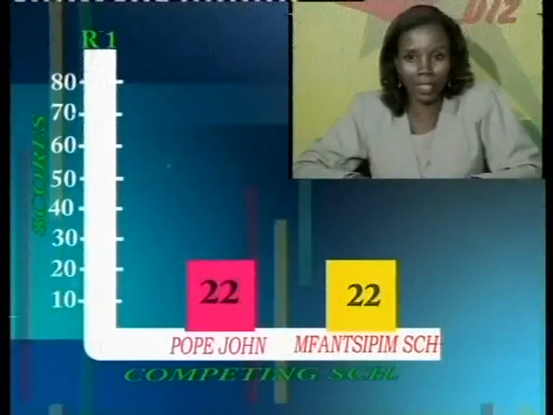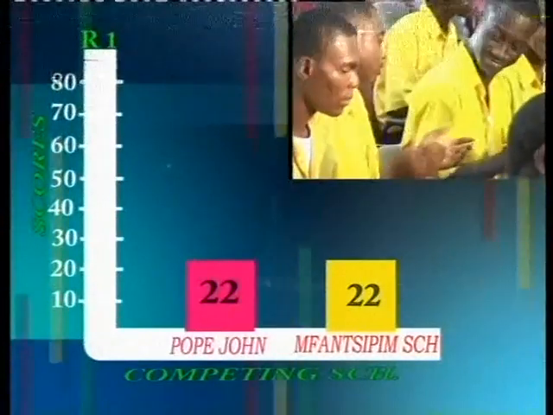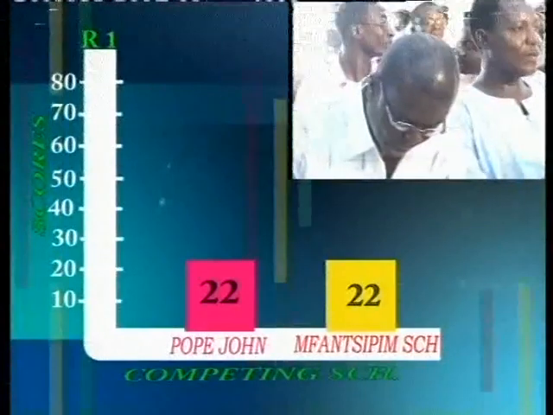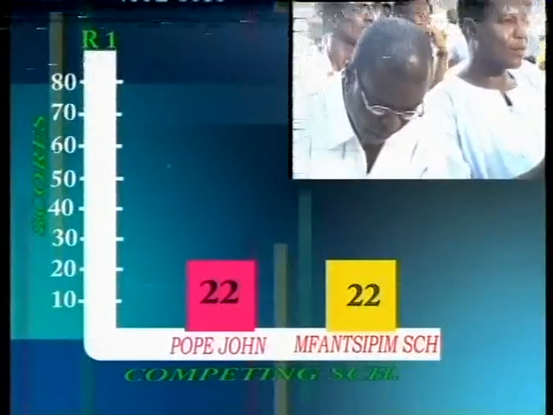At the end of the first round, our scores are Mfantsipim School 22 points, Pope John Secondary School 22 points. Well done so far, contestants. We still have a long way to go. Let's see what happens in round 2. As you know, round 2 is our round for applied science. It's our chance to find out how well you apply those things you learn in class to everyday life, because science, as you know, is all around us.